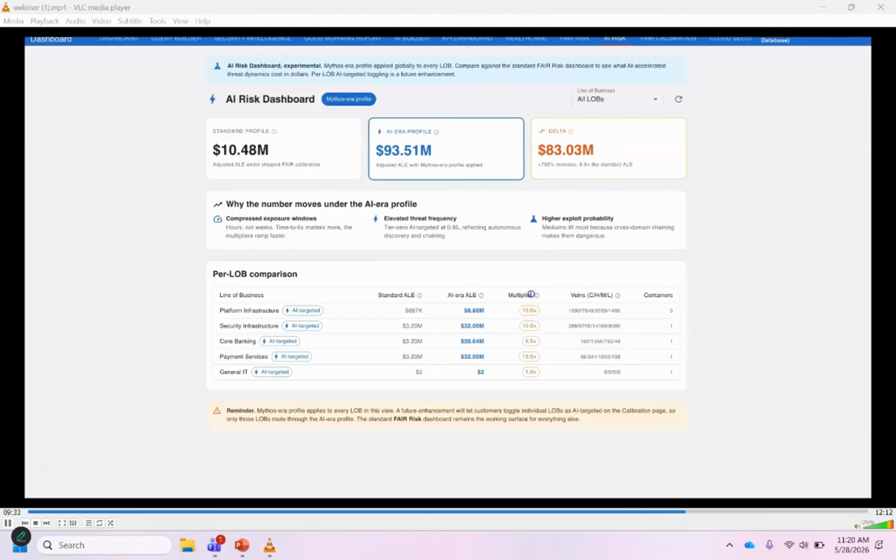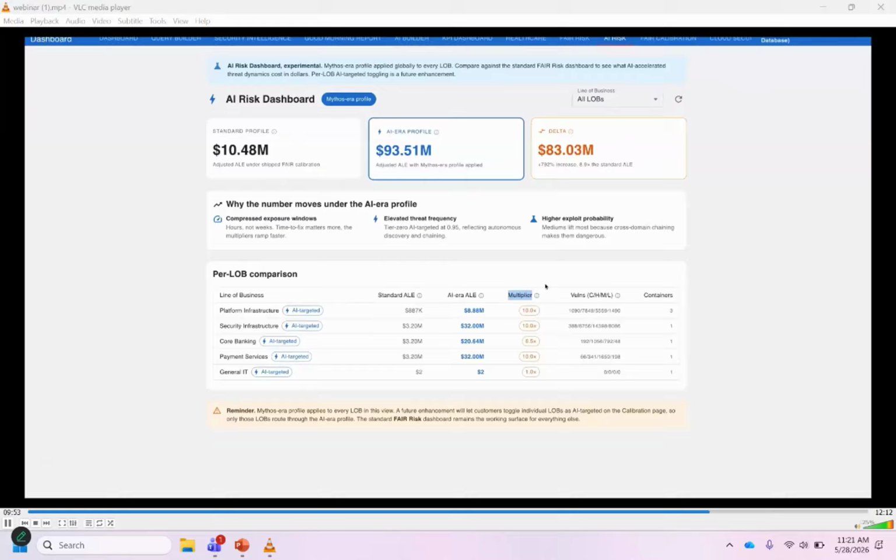Look at the line of business table on this page. You will notice it shows the same LOBs the standard dashboard showed, and that is deliberate. The two views run on the same 90-day window, so you can directly compare. The rightmost columns show the AI era annual loss expectancy and the multiplier per line of business.